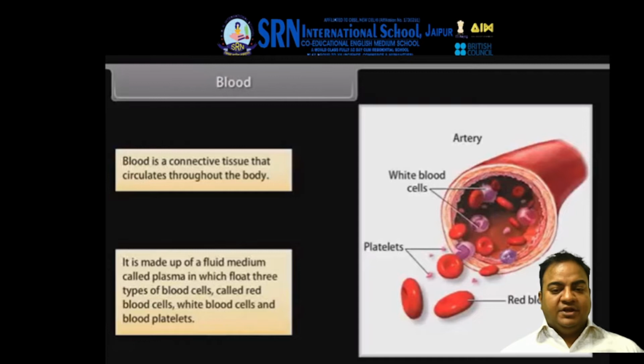Blood is the biggest connective tissue in the body. It helps in carrying oxygen to the different parts of the body. It is a fluid medium that is made up of three components, that is RBC, WBC and platelets.